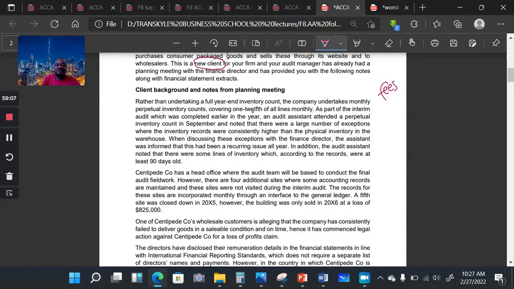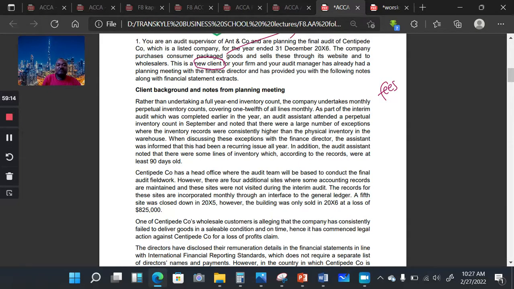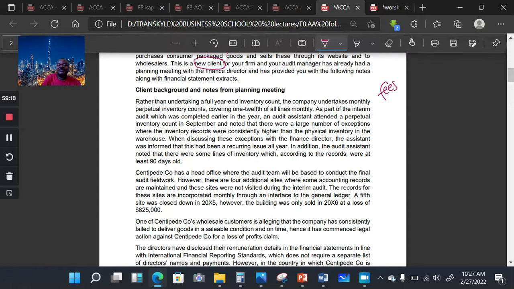Okay, client background and notes from planning meeting. Rather than undertaking a full year inventory count, the company undertakes monthly perpetual inventory counts, covering 1/12 of all lines monthly. As part of the interim audit, which was completed earlier in the year, the audit assistant attended a perpetual inventory count in September and noted that there were a large number of exceptions where the inventory records were consistently higher than the physical inventory in the warehouse.